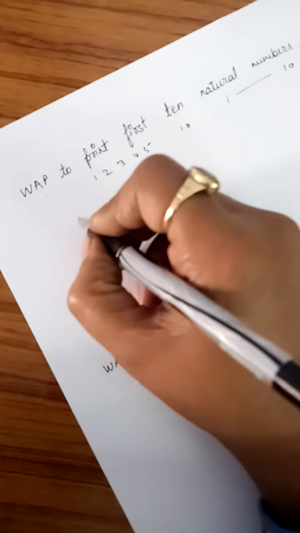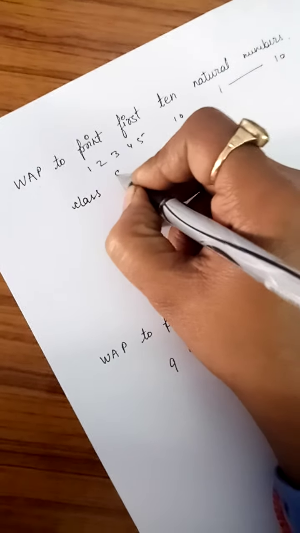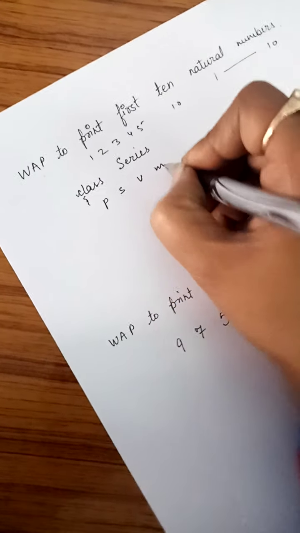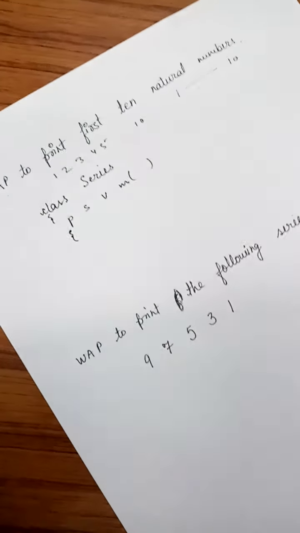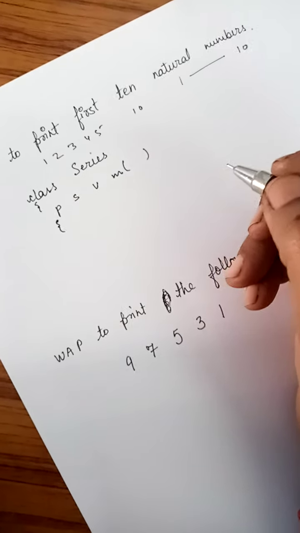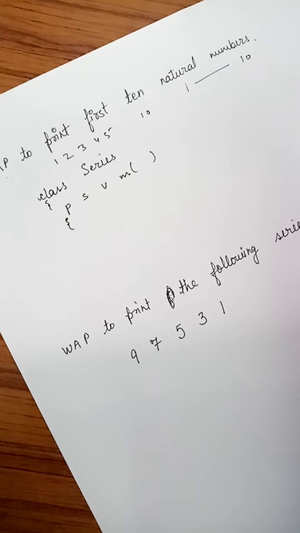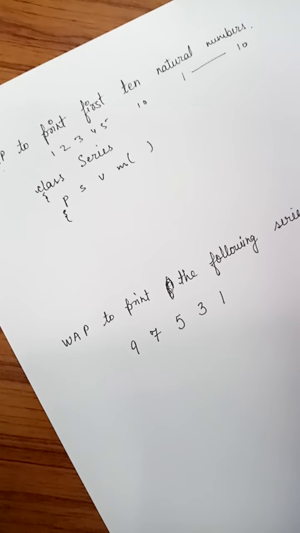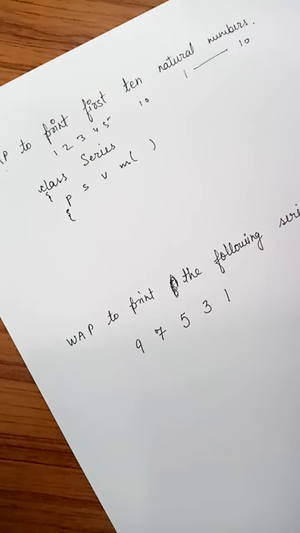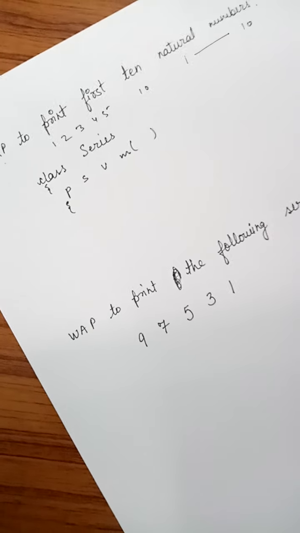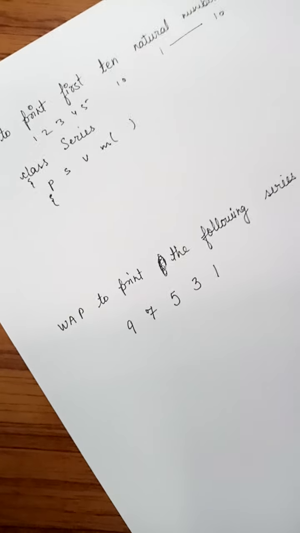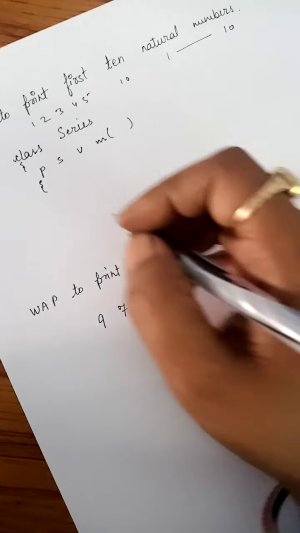So the program will be, class, suppose I am taking the name Series, public static void main. Within that, do we have to take some value from the user in this program? No, we don't need to take any input from the user, as we know what we have to print. We know the first 10 natural numbers, numbers from 1 to 10.